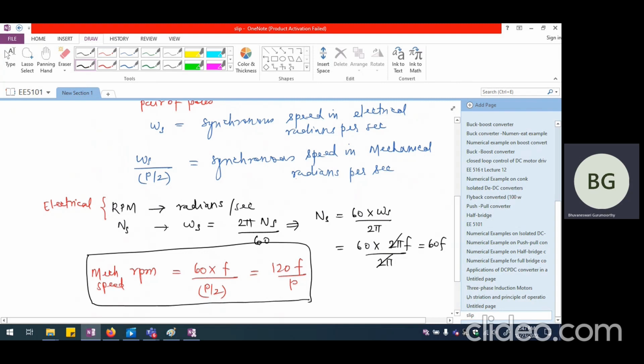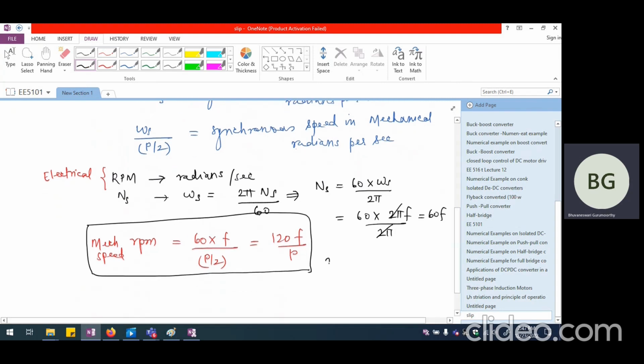So if we are winding a 2-pole, 50 Hertz induction motor, we are going to have 120 multiplied by 50 divided by 2. So that will be 3000 RPM. If we are going to have 4-pole, very clearly, we are going to have half of that, which is 1500 RPM. 6-pole, we'll have 1000 RPM as the synchronous speed. And 8-pole, we'll have 750 RPM as the synchronous speed.